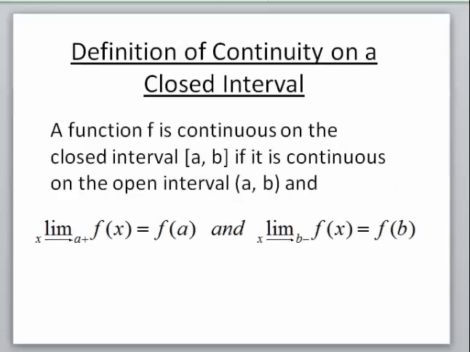So the definition of continuity on a closed interval is basically the same thing, where it's continuous in the open interval. That's what these parentheses mean. So from A to B, there's no holes, there's no asymptotes, there's no nothing. But it's also important to check the endpoints. So that the limit from the right of A, which is the endpoint, is equal to the function value at A, and the limit as you approach B from the left, which is the other endpoint, is equal to that function value.